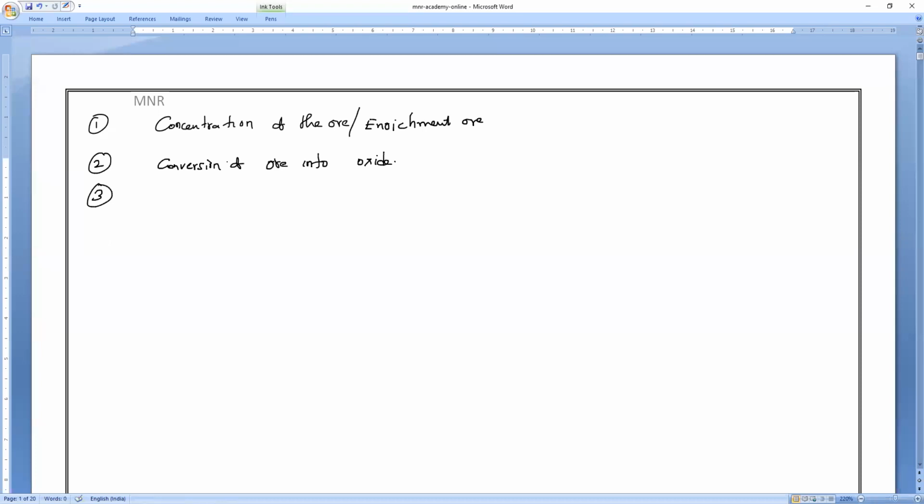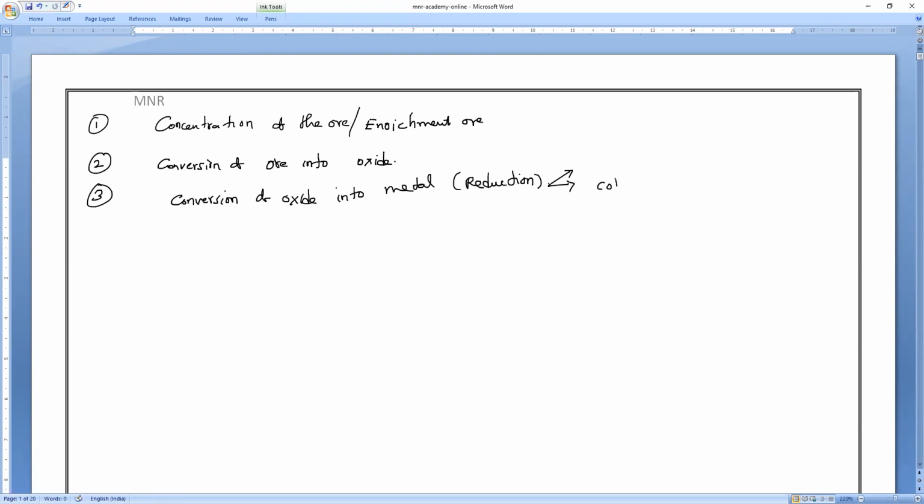And the third one is conversion of oxide into what, by using a reduction process? Yes, conversion of oxide into metal by using a reduction process. In this reduction, some are self-reduction, some are chemical reduction, and some are electrolytic reduction. Mainly chemical reduction. Self-reduction, no problem.